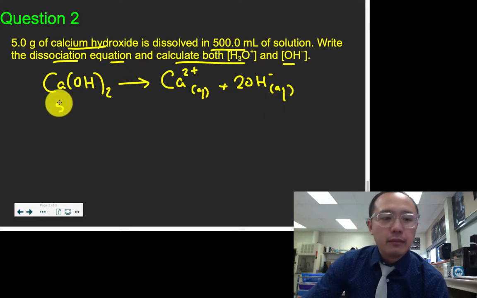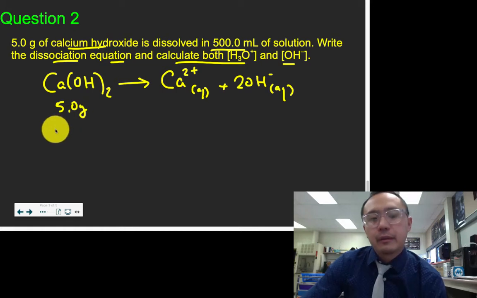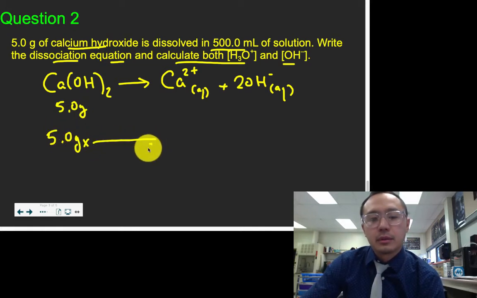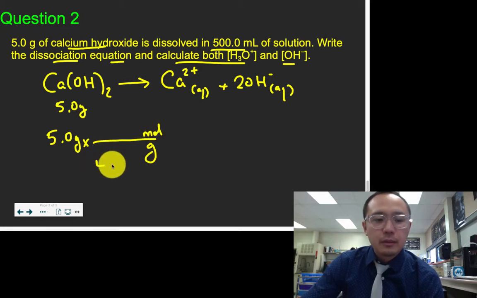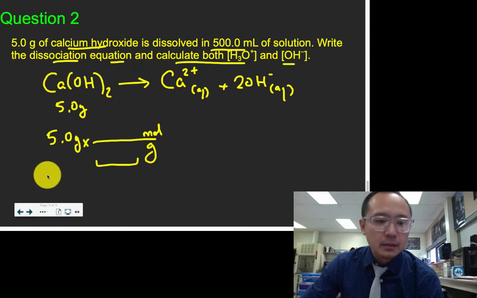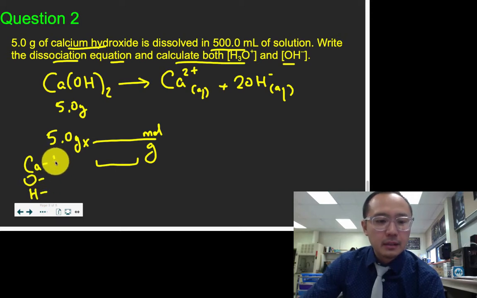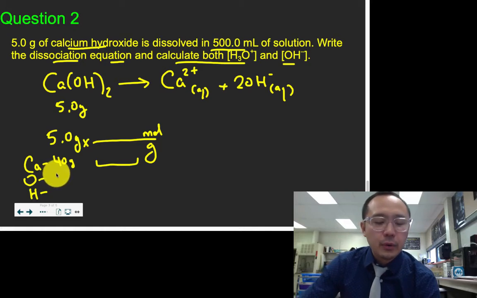I know that I have 5 grams. So remember, if you have grams, let's quickly convert this to moles. So grams at the bottom and then moles at the top. From this grams here, I need the molar mass. So calcium, I need 2 oxygens and 2 hydrogens. So I'm just going to round all these numbers. I think calcium has a molar mass about 39.98. So let's round it to 40.